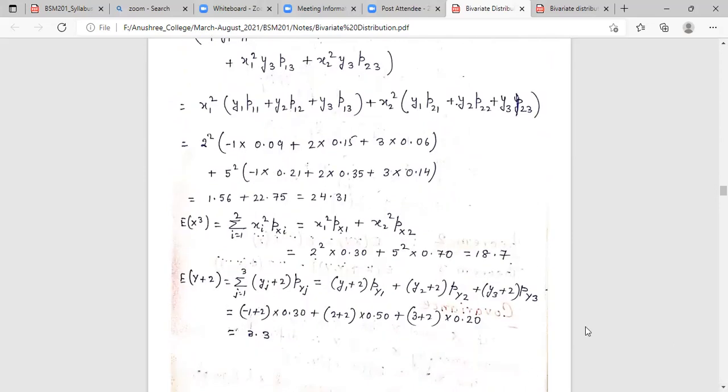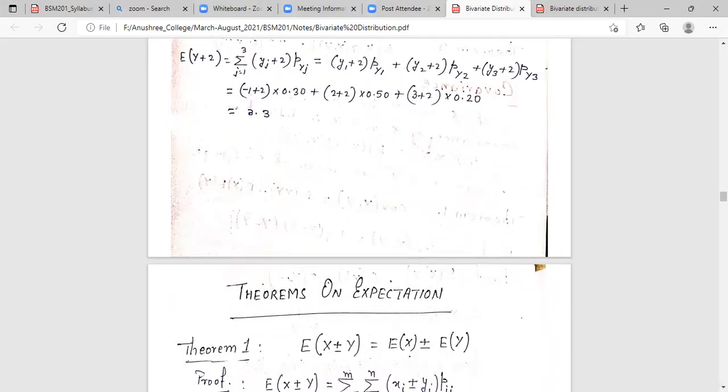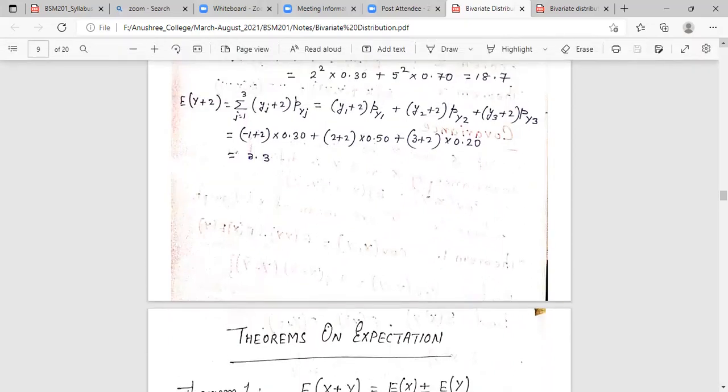Similar is the case for the expectation of X cube. As it contains only one variable, it is xi cube pxi, which is the marginal probability distribution, and it will go accordingly. Similarly, for the expectation of Y plus 2, it will contain only one variable Y, so the marginal probability distribution of Y will go over here. So these are the concepts of expectation.